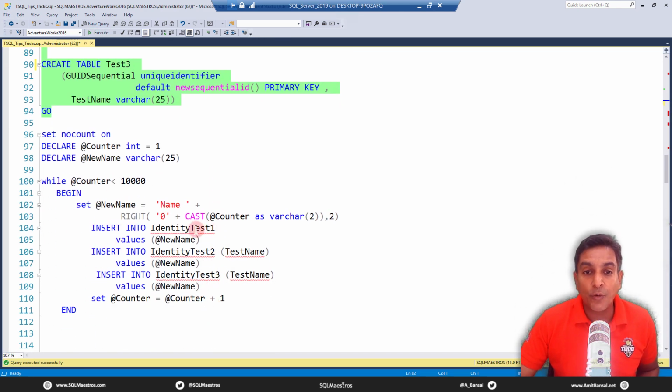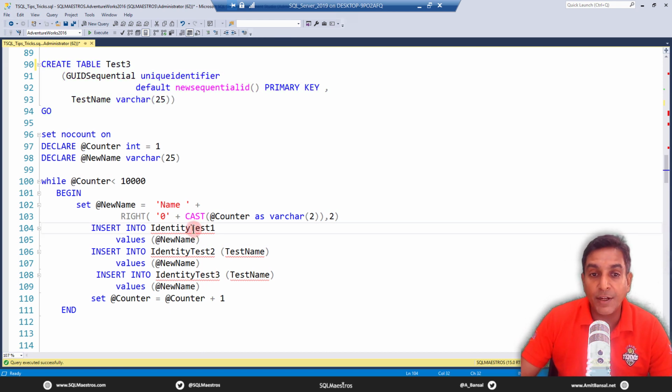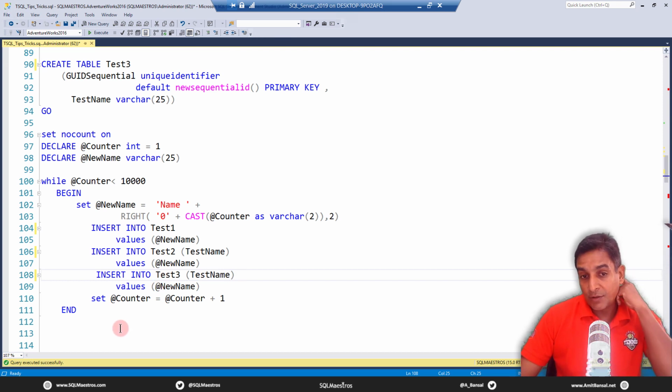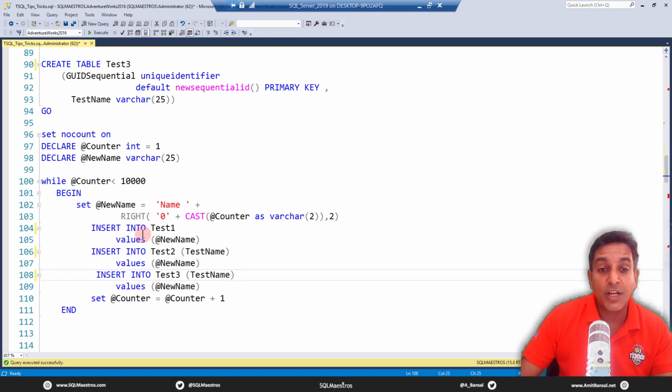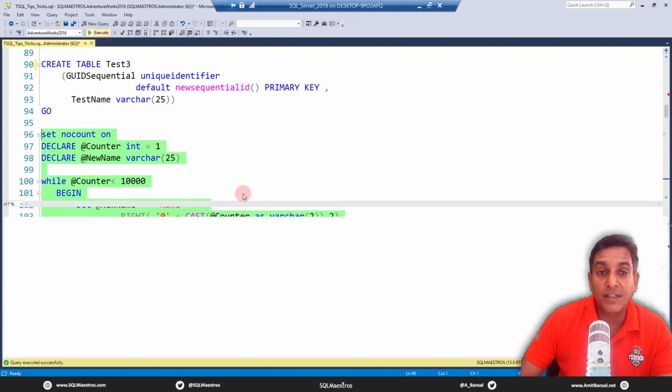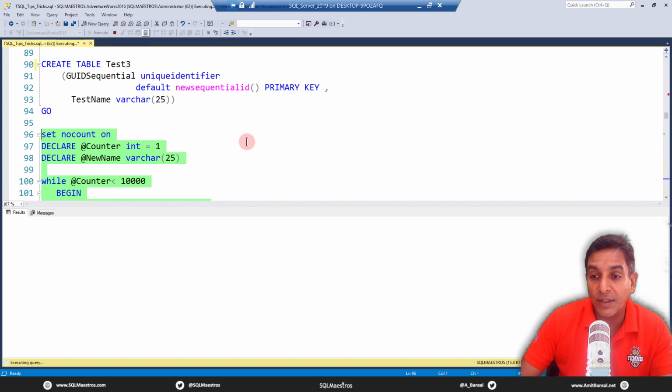Now we are going to insert some data into these tables. How many records? I'm going to insert 10,000 records in each table. In the first table we have identity, the second table has the GUID with the NEWID function, and the third table has the NEWSEQUENTIALID function. Let's go and execute this. This is going to take just a few seconds.